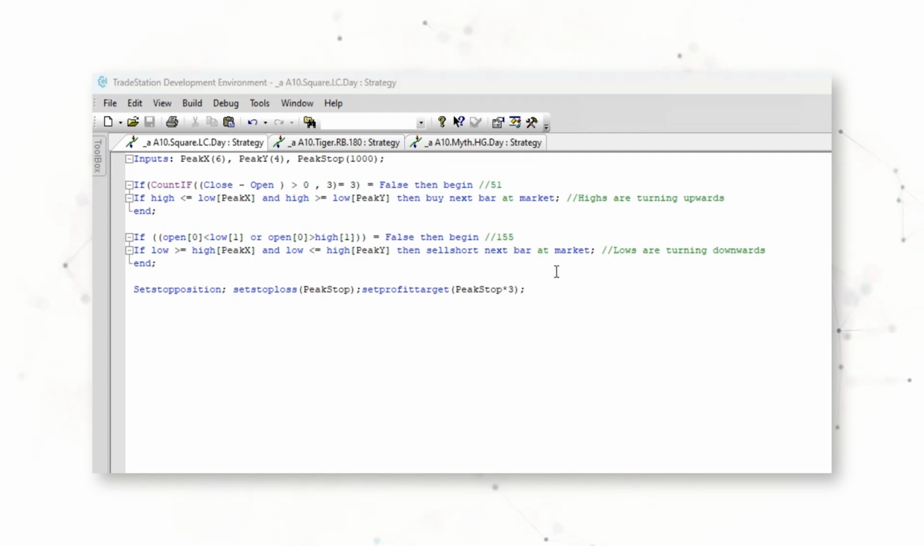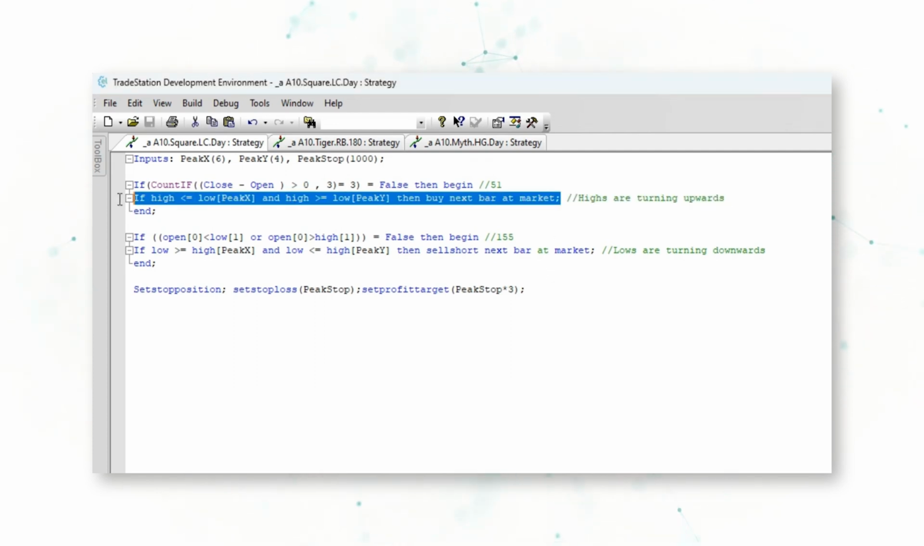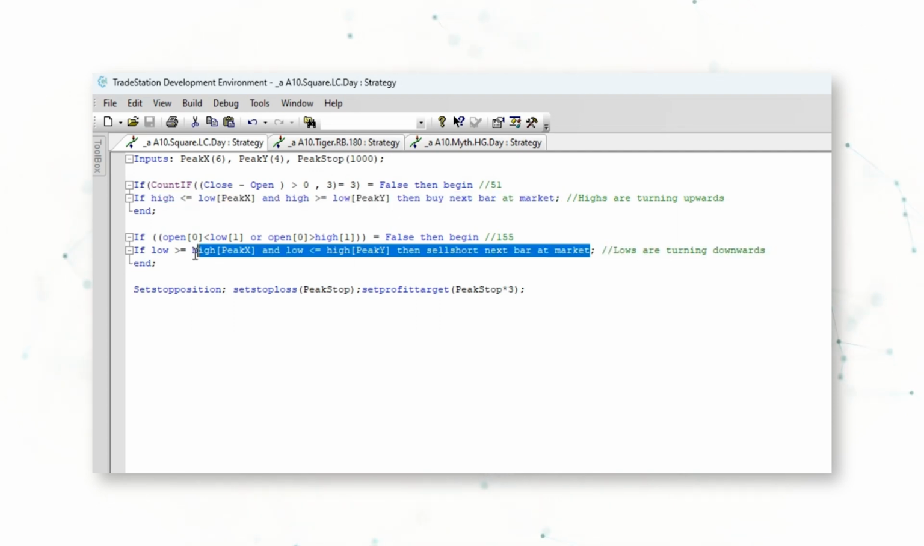So what this simple strategy code says is if the high of the current bar is less than or equal to the low of the bar located Peak X bars ago, in this case Peak X is 6 bars ago, and the high of the current bar is greater than or equal to the low of the bar located Peak Y bars ago, which in this case is 4 bars, then buy next bar at market.